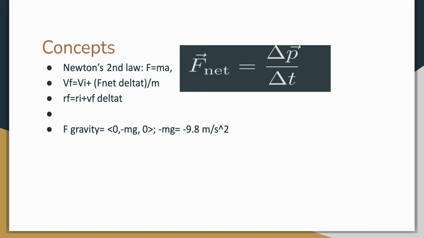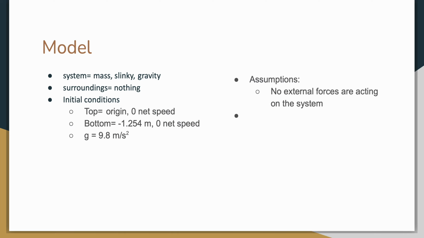Now, we also need the force of gravity for this experiment. The force of gravity is the vector 0, negative mg, 0, and the gravitational acceleration for Earth is negative 9.8 meters per second squared. Now, for this model, the system is the mass of the slinky and gravity, and the surroundings do nothing. We assume that there are no external forces acting on the system.